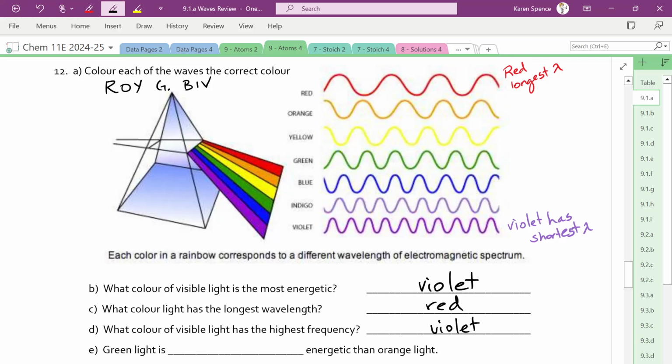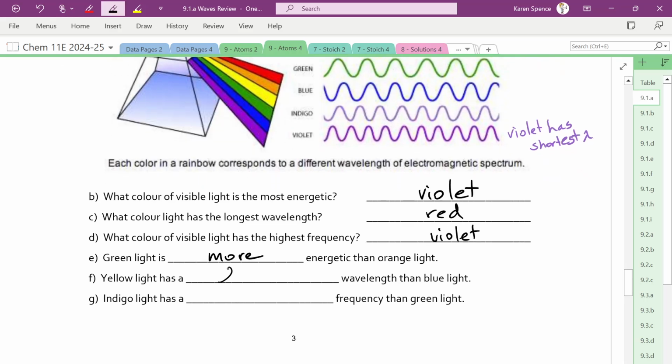Is green light more or less energetic than orange? More. Does yellow light have a longer or shorter wavelength than blue light? Longer. And indigo, does it have a higher or lower frequency than green? Higher. Okay, excellent.